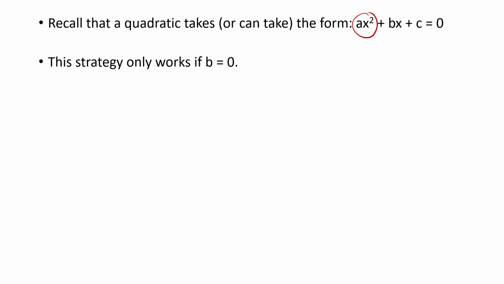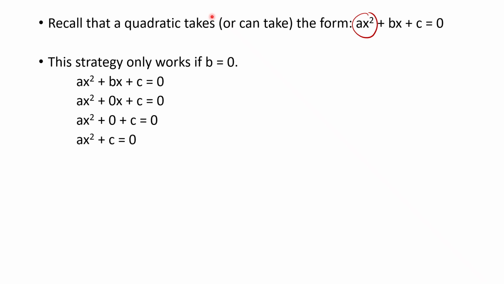So let's just explore what that means. We start off with ax squared plus bx plus c is equal to 0. And what I just told you is that this strategy only works if the b value is equal to 0. So you'd have ax squared plus 0x plus c. And of course, 0 times x is just 0. And then ax squared plus 0 plus c, well, there's no reason why we need to add the 0. And so we're just left with ax squared plus c is equal to 0.